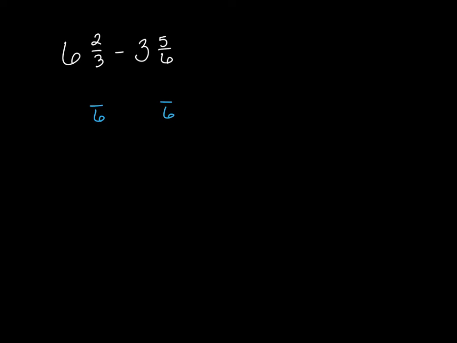We're going to leave the whole number portion the same. And then 3 times 2 is 6, so that would give me 4. And 6 times 1, that would give me 5. Again, we have the same problem. We can't subtract 4 minus 5. So we need to borrow.